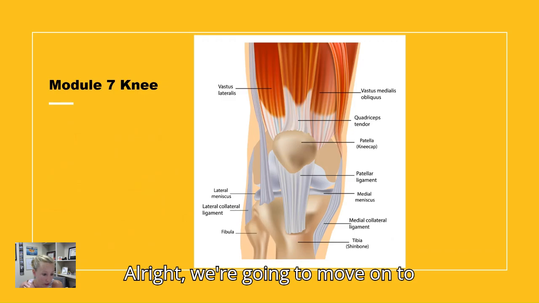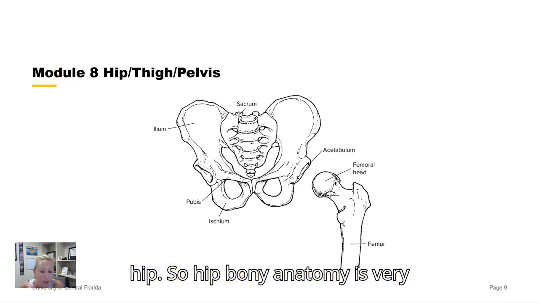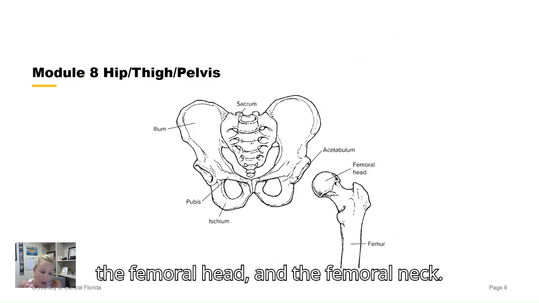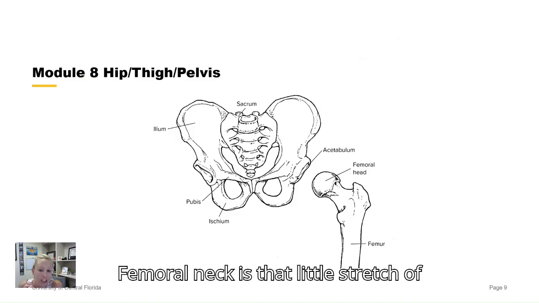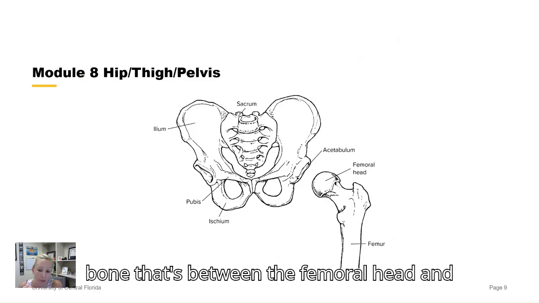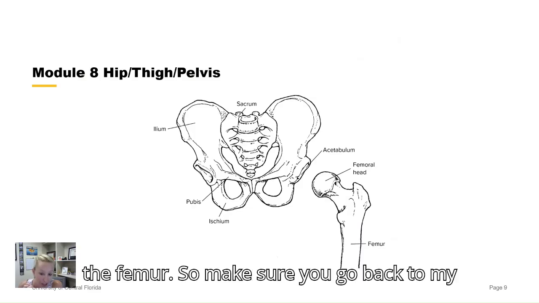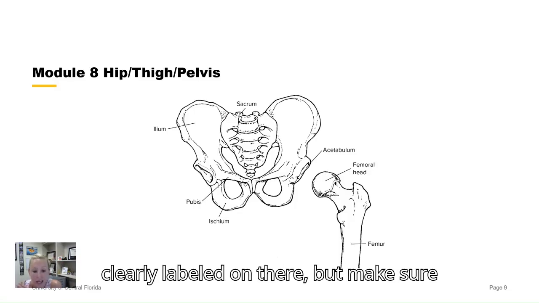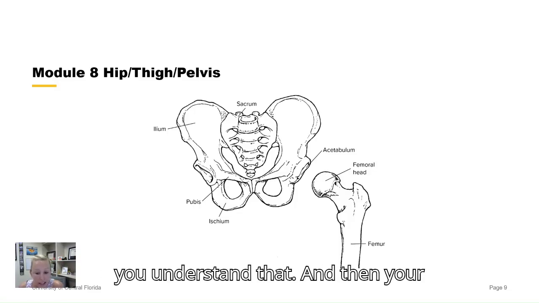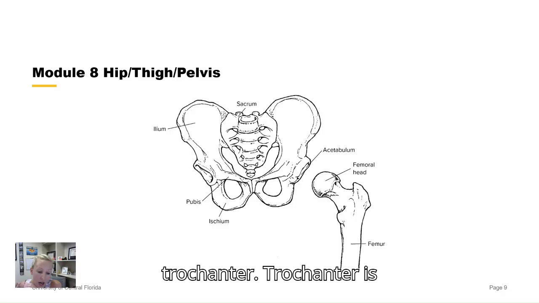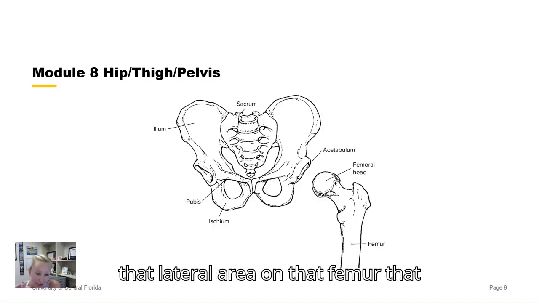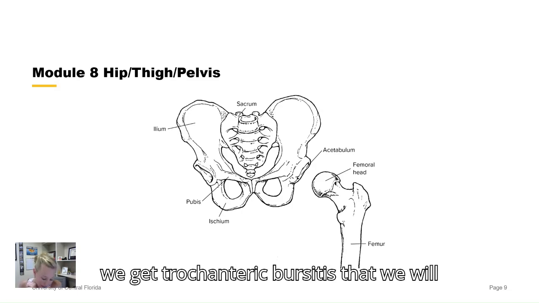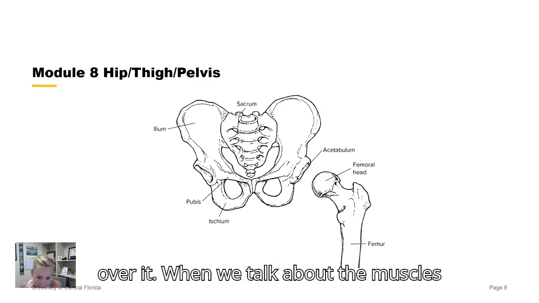All right, we are going to move on to the hip. Hip bony anatomy is very simple. You're looking at the acetabulum, the femoral head, and the femoral neck. The femoral neck is that little stretch of bone between the femoral head and the femur. So make sure you go back to my modules and watch my videos. I have it more clearly labeled there, but make sure you understand that. And then your trochanter is that lateral area on the femur that sticks out a little bit, and that's where we get trochanteric bursitis, which we will talk about, with those muscles rubbing over it.